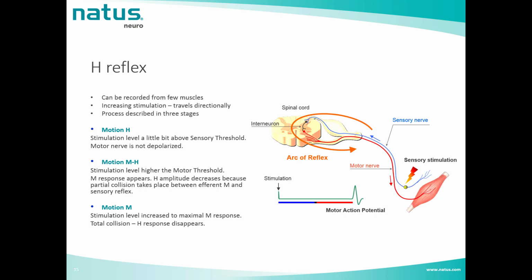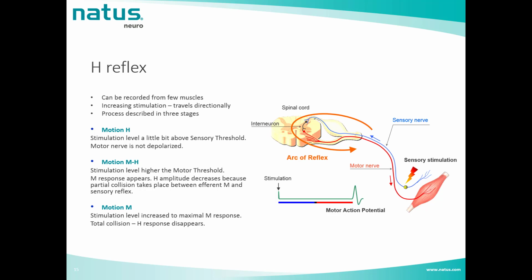If we increase the intensity, we will go to the second stage. In that case, we will be above the motor threshold and above the sensory threshold. In that case, the sensory stimulation may collide with the motor stimulation elicited at the same time, and decrease the response from the sensory stimulation. In that case, we will see a motor response starting to appear because we are above the motor threshold. At the same time, the reflex due to the sensory stimulation will decrease due to that collision.